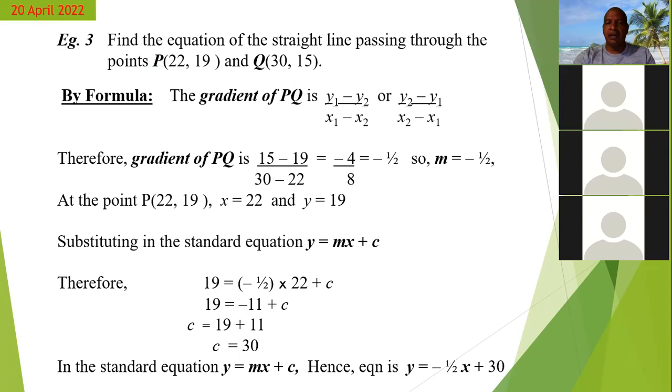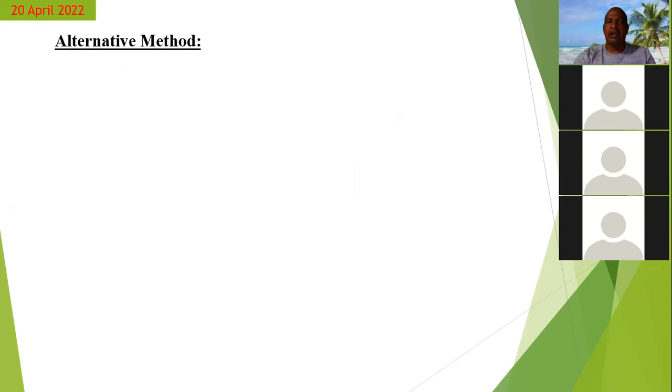All right, so once you find C and you find the gradient, then you plug in those values in the y equal mx plus c form. Wherever you have m, you put negative a half, wherever you have C, you put 30. So your equation will be y equal to minus a half x plus 30. All right, guys, moving along.